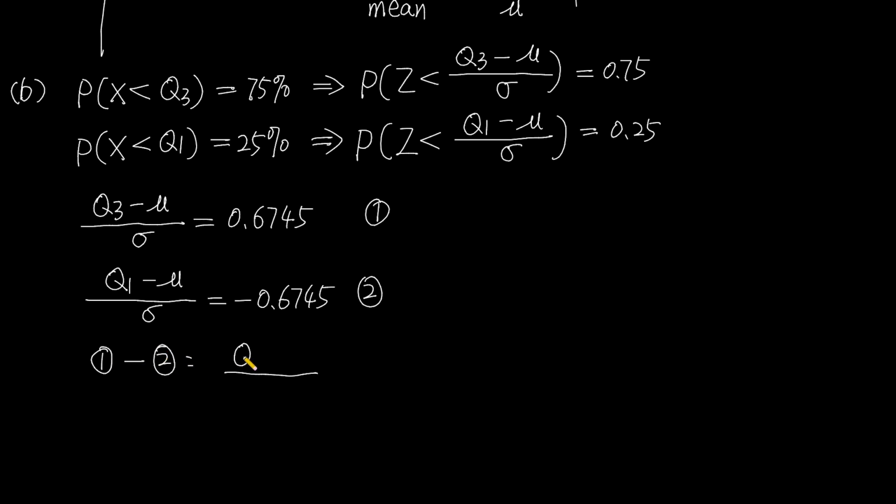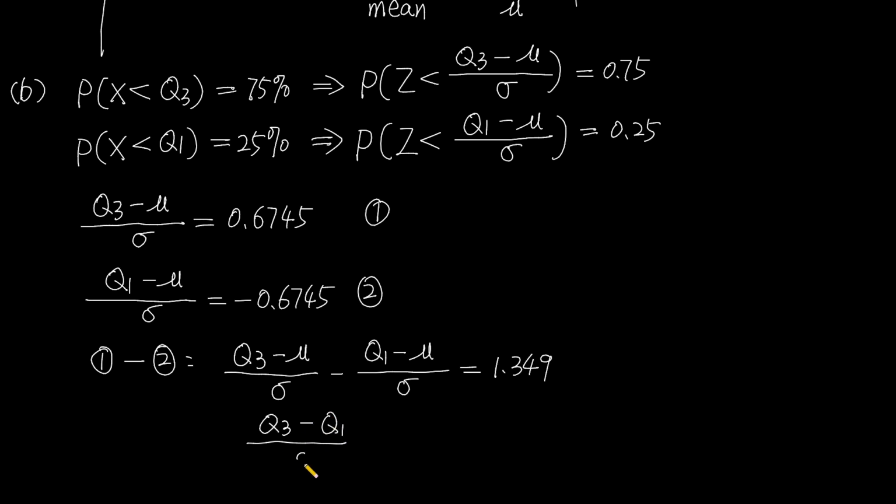Now use equation 1 minus equation 2. We get (third quartile minus mu) over standard deviation minus (first quartile minus mu) over standard deviation equals 1.349. Now we get (third quartile minus first quartile) over standard deviation equals 1.349.